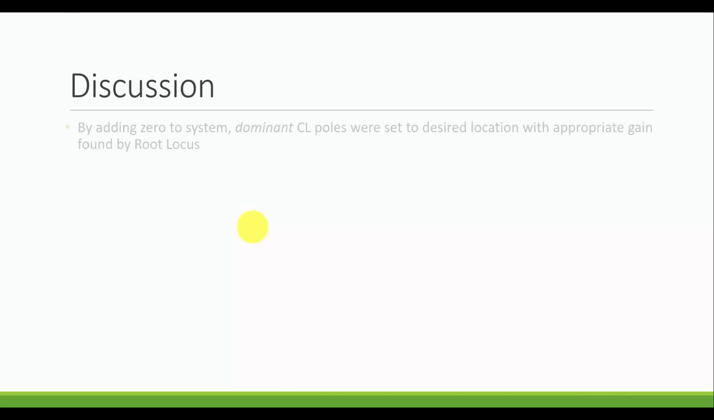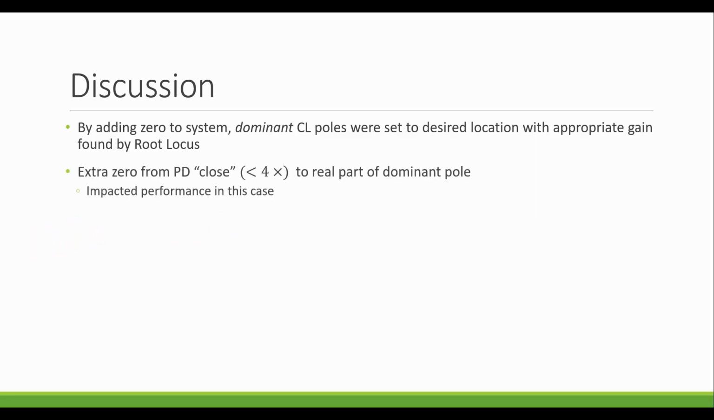So we added a 0 to the system. We were able to select where that 0 was, and the dominant closed loop poles were set to a desired location of, in this example, -2 plus or minus 2j. So we selected the 0, and then we made the root locus, and we were able to find the appropriate gain from that for our system. Adding that extra 0, it was close to the real part of the dominant pole in our closed loop system. So we did see an impact on the performance in this case. It pulled up the overshoot and pulled back on the peak time compared to our baseline.